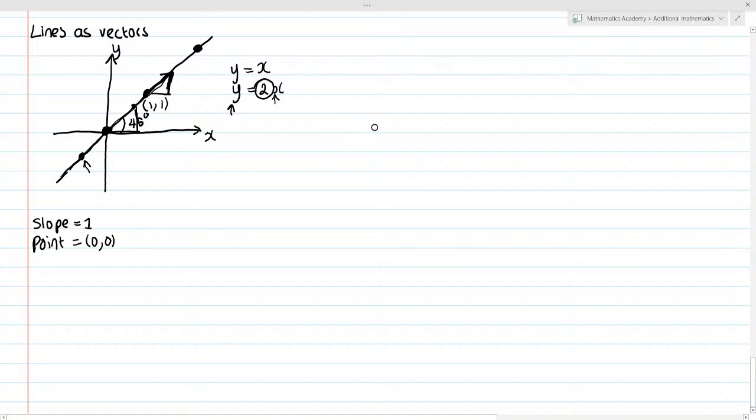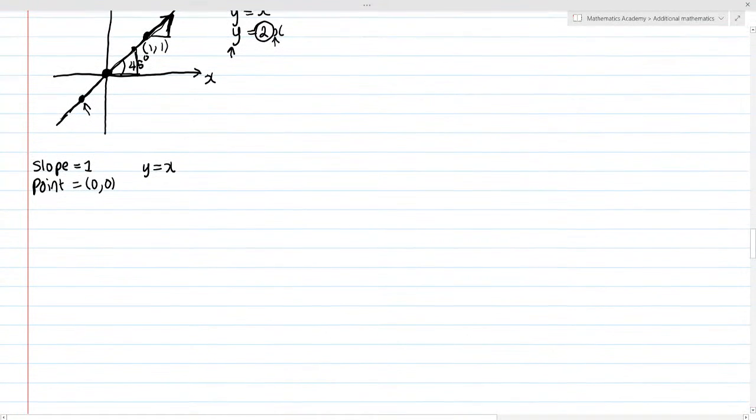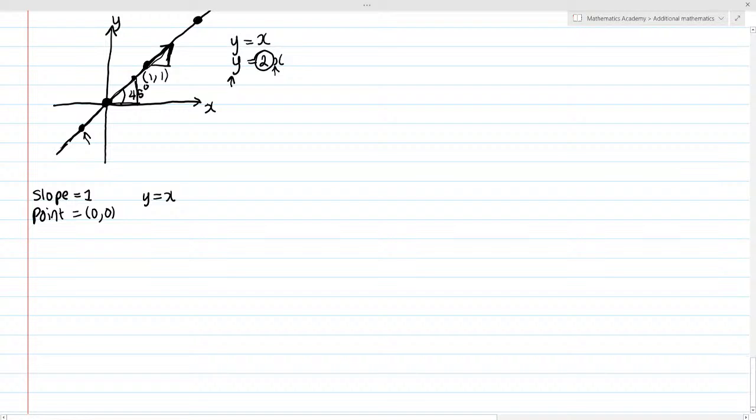So in this case, for this line y equals x, we have a slope of 1, and it passes through the point 0, 0. Now, how can we represent this as a vector line? It's still called a line, but a vector line. In order to think of vectors, you always need to think of moving to the right and moving up. So this line that we have must pass through the point.